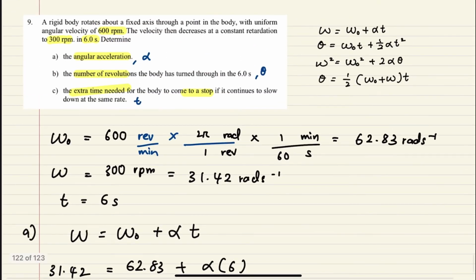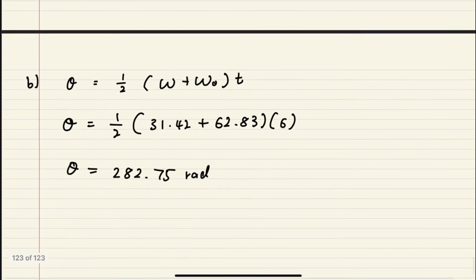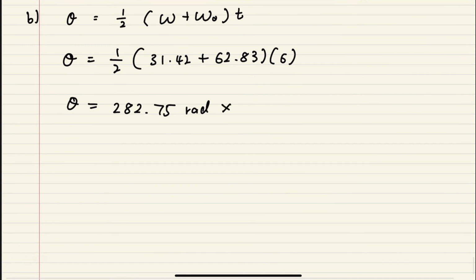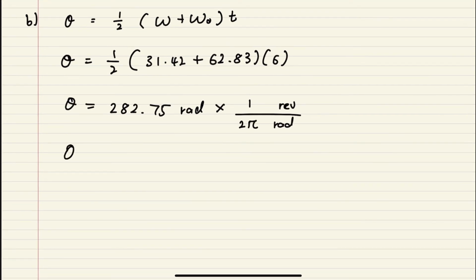whether the question wants you to find in terms of revolution or radian. Yes, they want you to find in terms of revolution, so you have to convert. Radian you put down here, revolution up here. 1 revolution is 2 pi radian. So theta in terms of revolution is 282.75 divided by 2 pi. So I got here 45.00 revolution.